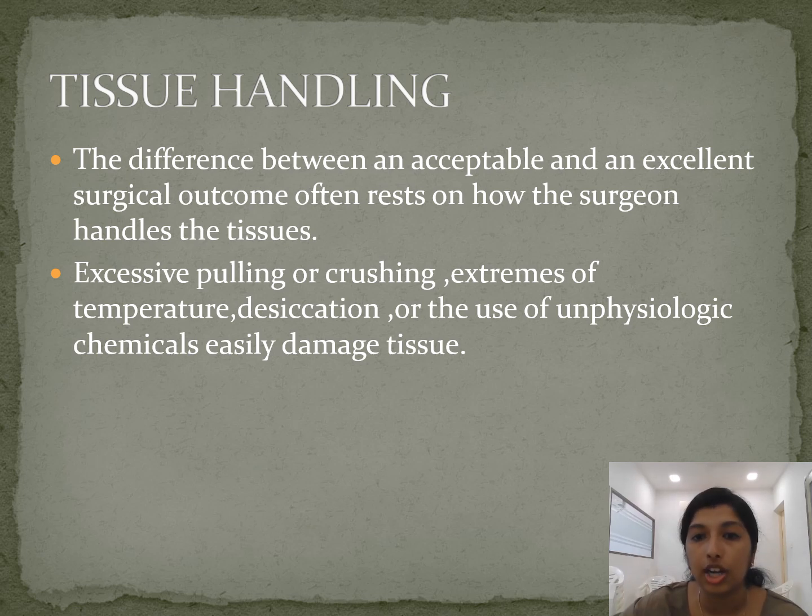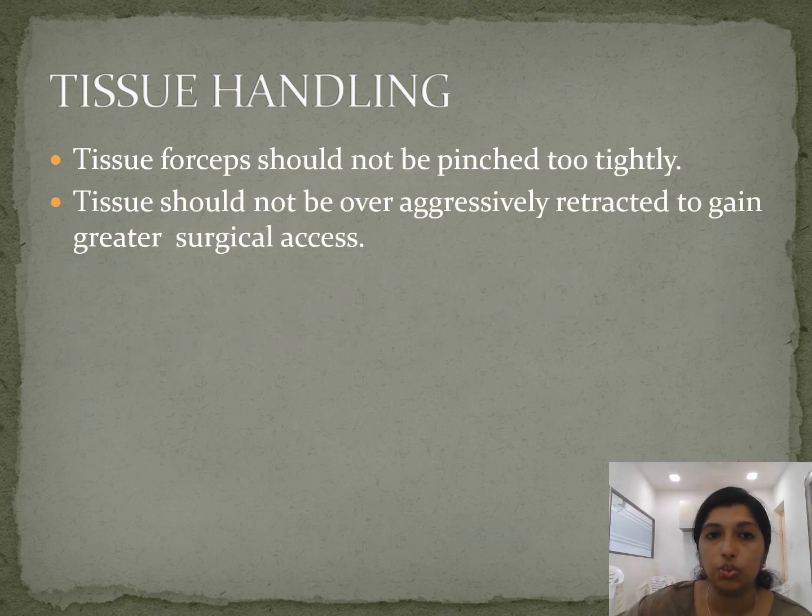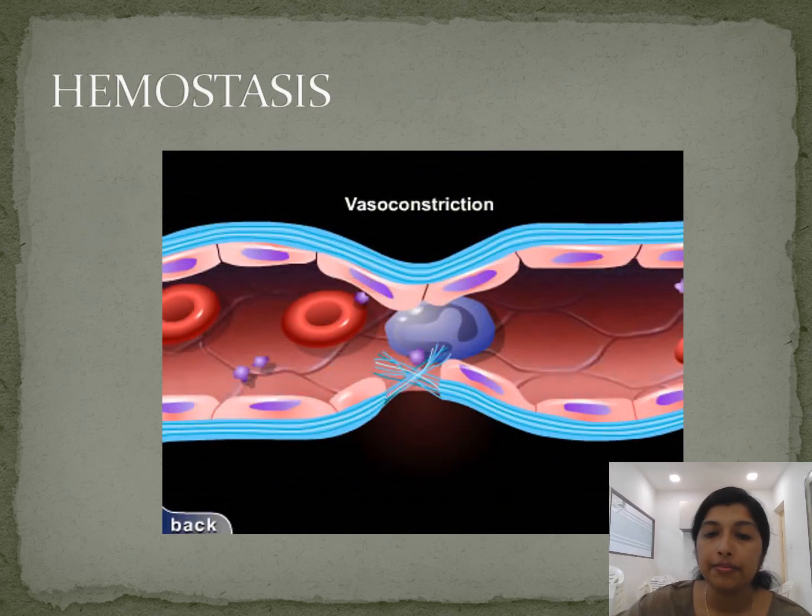Excessive pulling or crushing, extreme temperature, desiccation, or use of unphysiological chemicals can easily damage the tissue. Tissue forceps should not be pinched too tightly. Tissue should not be overly aggressively retracted to gain greater surgical access.